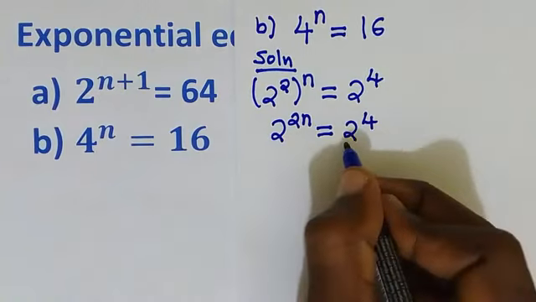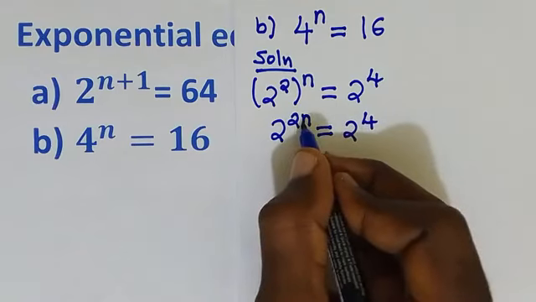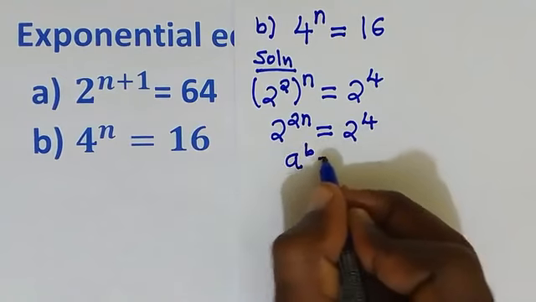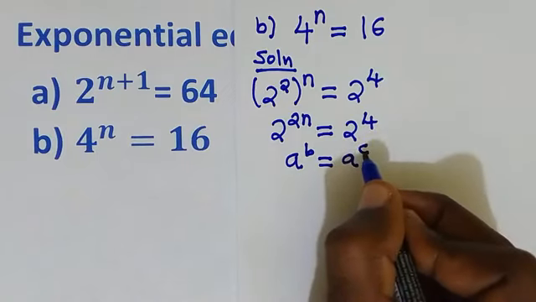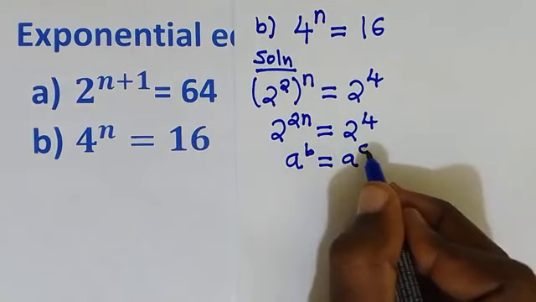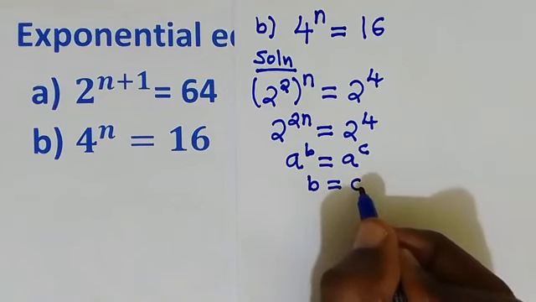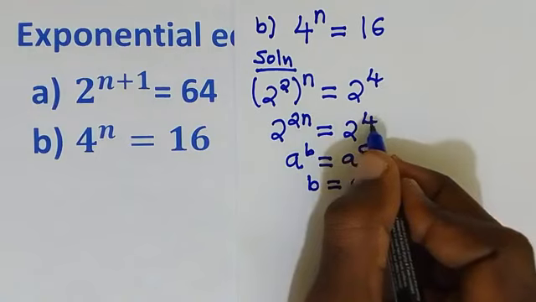Since our bases are the same, the powers are equal. That is, if we have a power b equal to a power c, if the bases are equal, then b is equal to c. In that case, 2n is equal to 4.